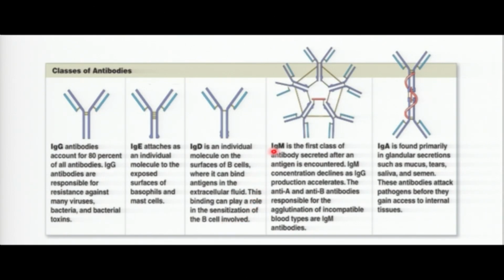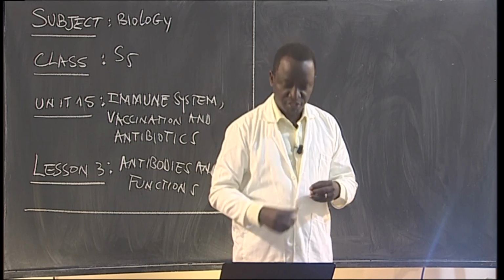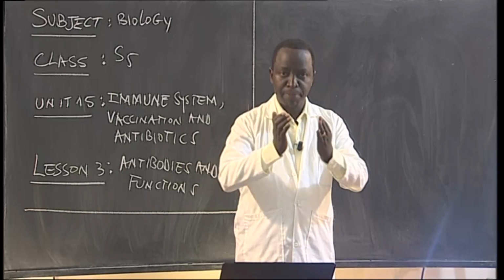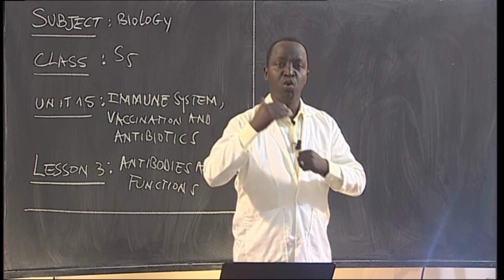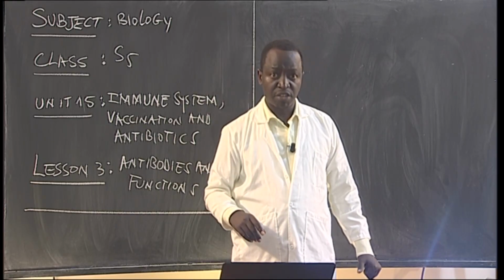Then you have this IgM. This is immunoglobulin M, the first class of antibody secreted after antigen is encountered. Actually, when antigens are present in our body, the first antibody to be produced is immunoglobulin M. It is very complex. It has the ability to agglutinate, clumping the red blood cells in order to prevent the spread of the germs in all parts of the body.